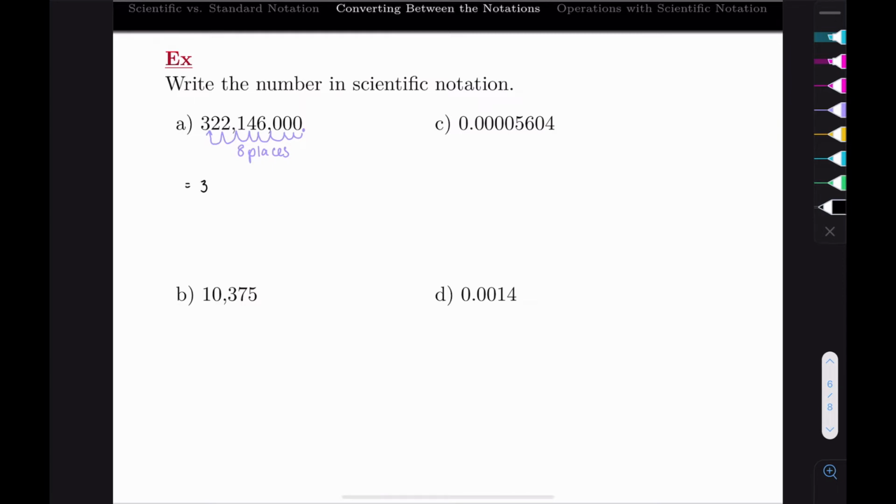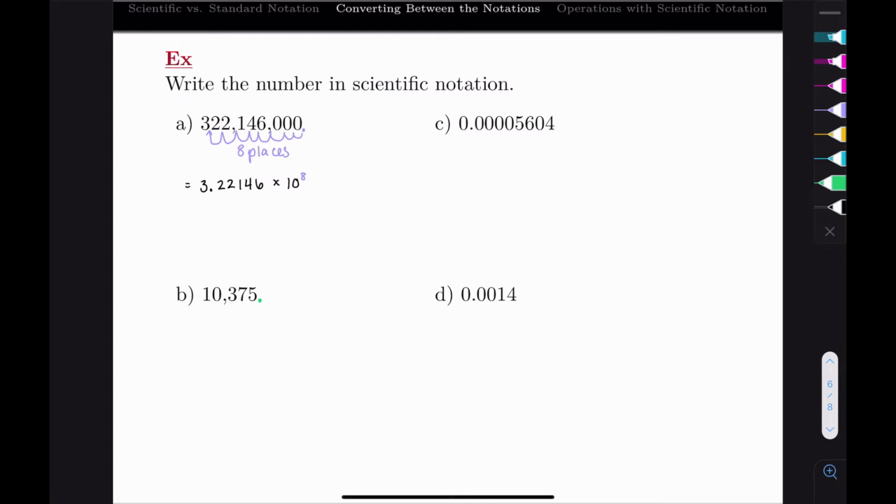So what we do to write this in scientific notation, the decimal goes right after the 3. I copy down all the important numbers. You get to leave off all the extra zeros. Those don't make a difference. And now we're going to times this by 10 to a power. And in this case, because it is a large number, it is going to be a positive exponent. So in scientific notation, this is 3.22146 times 10 to the 8th. Okay. Let's try another one.